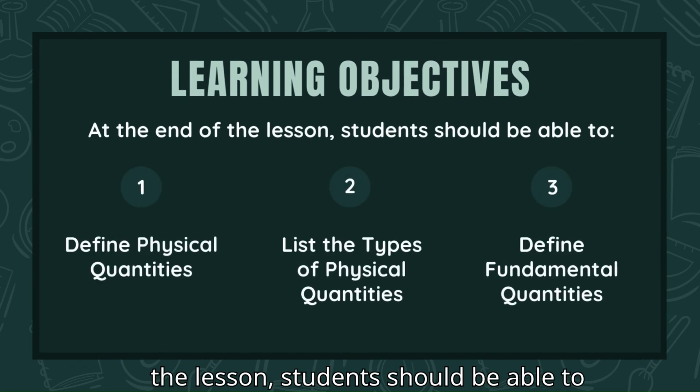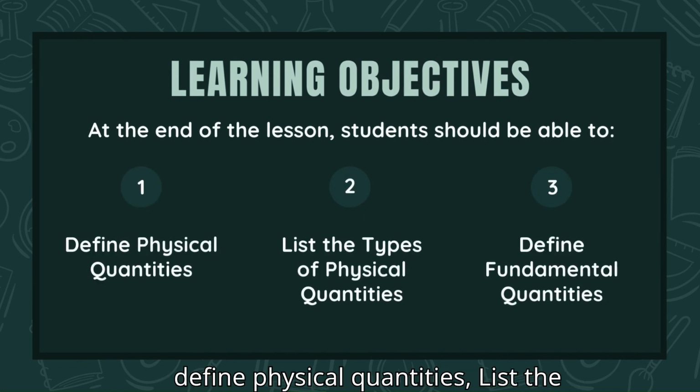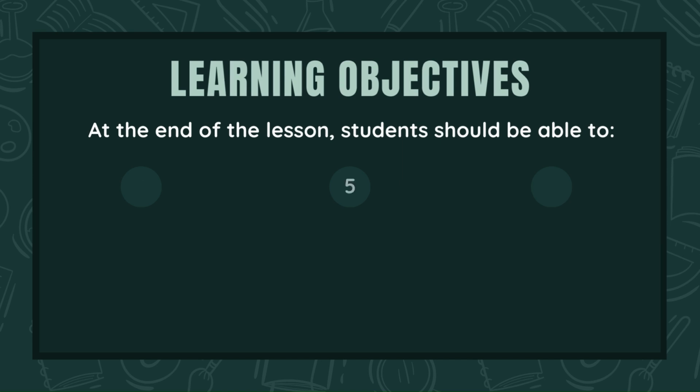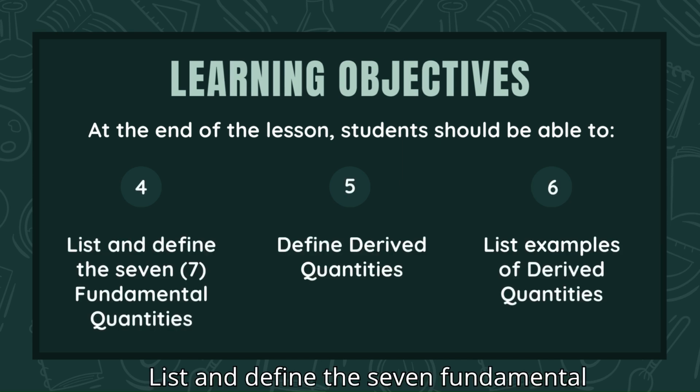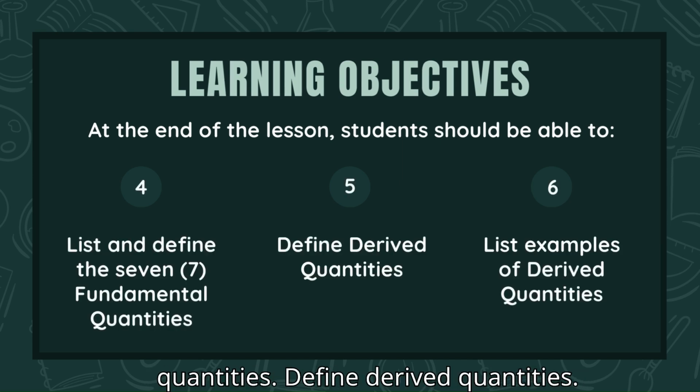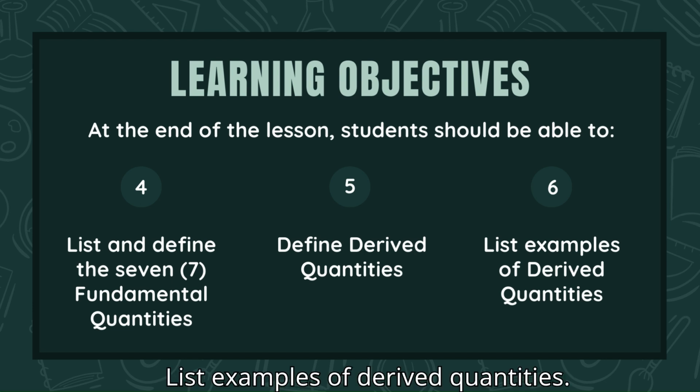At the end of the lesson, students should be able to define physical quantities, list the types of physical quantities, define fundamental quantities, list and define the seven fundamental quantities, define derived quantities, and list examples of derived quantities.